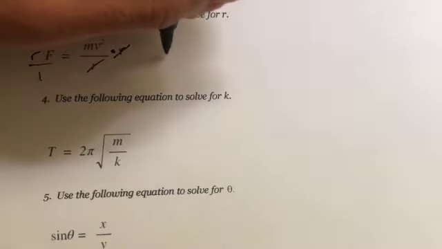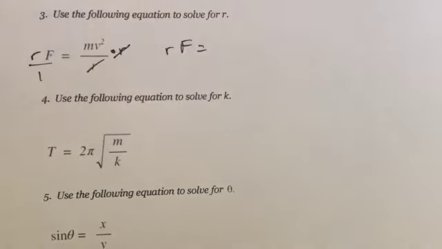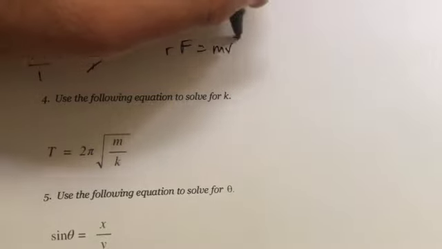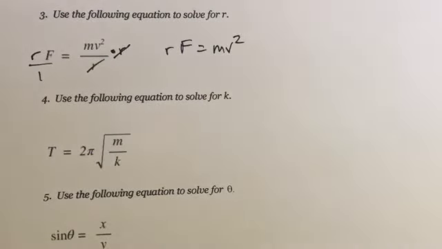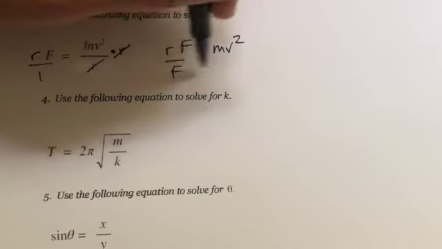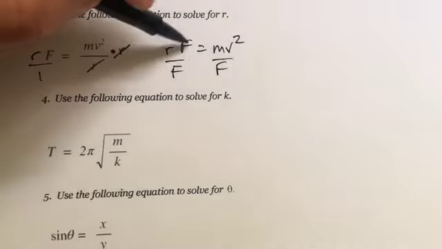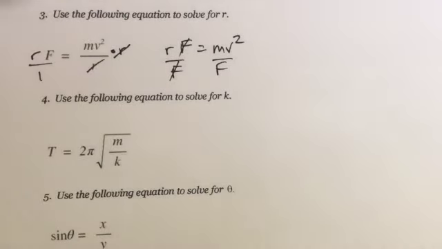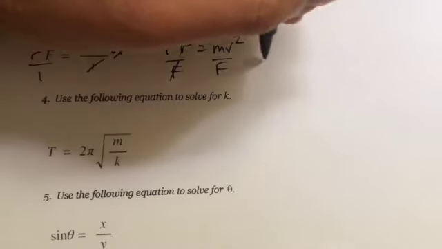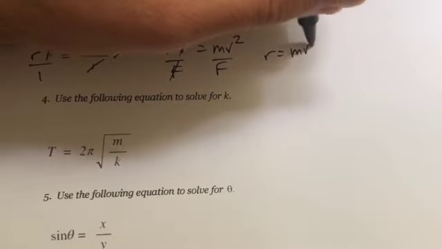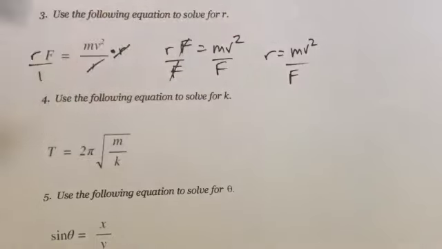All right, so let's rewrite this. I've got rF equals mv squared. All right, now I want to get rid of F. Right now F is being multiplied by r, so let's do the opposite. Divide both sides by F. And F over F equals 1. So I get r equals mv squared over F. That's my final answer for number 3.